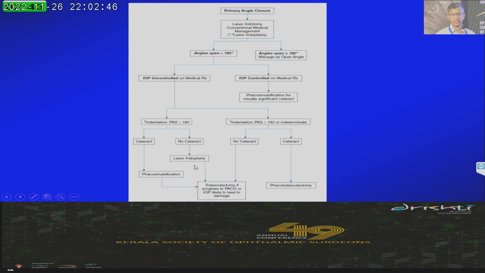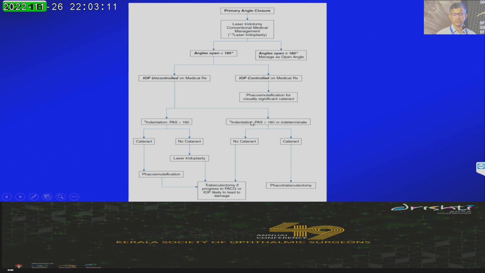If there's no cataract, try a laser iridoplasty. If that doesn't help, then you may need to do a trabeculectomy if they progress to PACG or the IOPs are not really controlled. If the angles open more than 180 degrees, manage it as an open angle. If the angles open less than 180 and controlled on medical treatment, if there is visually significant cataract, you might want to think about it. If there is no visually significant cataract, you can just hold on to it.